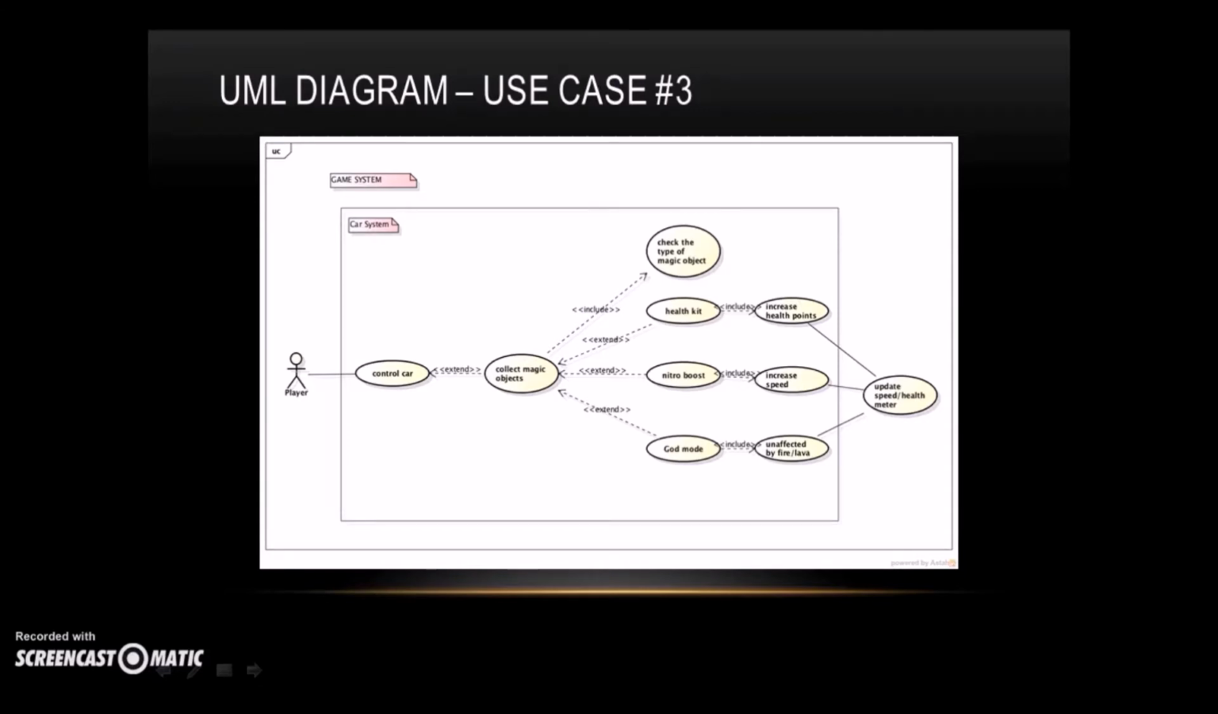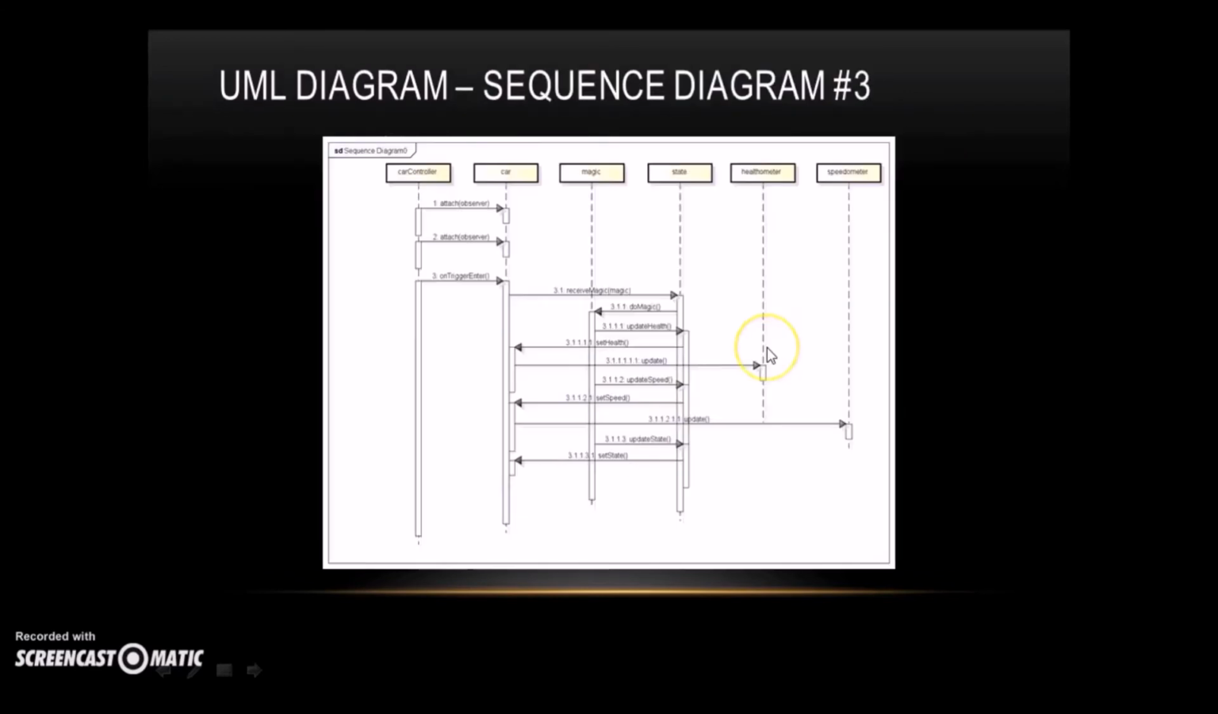This use case explains what happens when the car hits a collectible magic object. I will introduce the details in the sequence of the sequence diagram. This is the sequence diagram. There are two different patterns in this diagram.